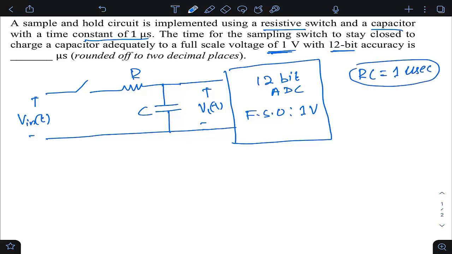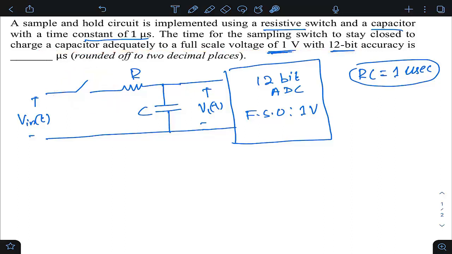Yes or no? So now we need to understand what they are trying to ask. The first part is clear. Based on this first part, I have drawn the circuits. Then they're asking the time for the sampling switch to stay closed, for how much time this switch should be closed such that it charges a capacitor adequately to a full scale voltage of 1 volt with 12-bit accuracy.